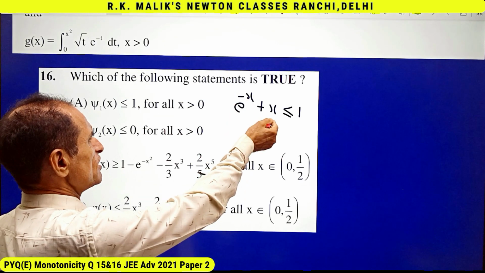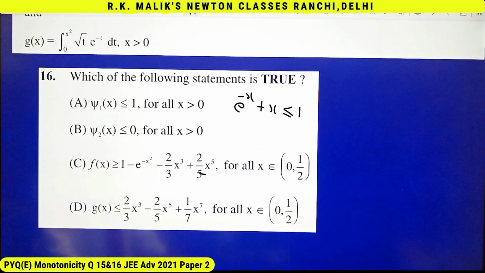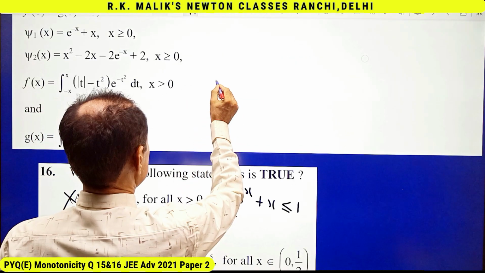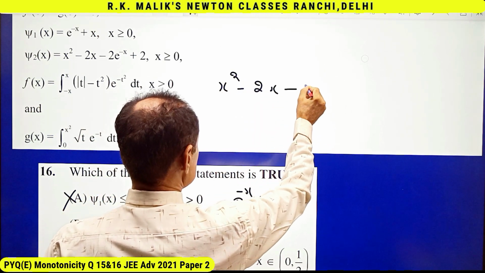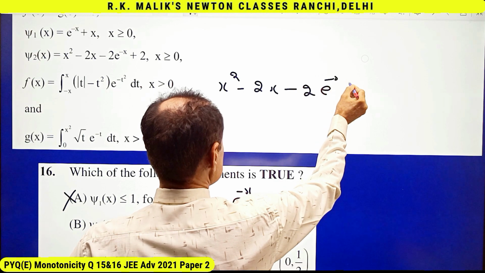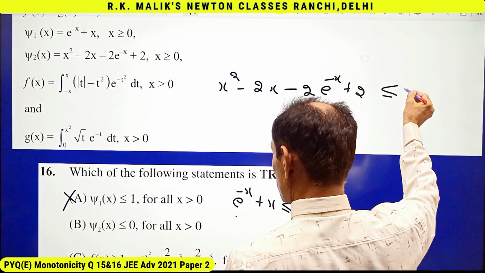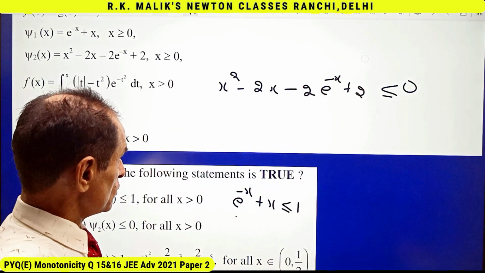It is obviously wrong if I take the value of x more than 1. Hence I can say A is the wrong choice. Now I have to check whether x square minus 2x minus 2 e to power minus x plus 2 is less than or equal to 0 for all x greater than 0 is true or not.